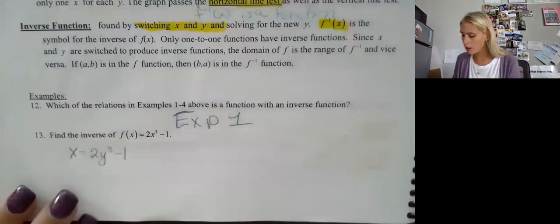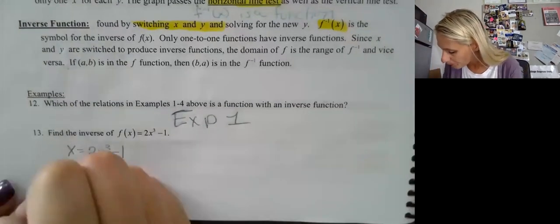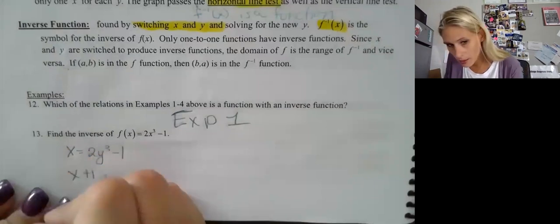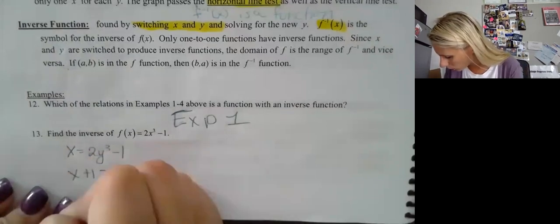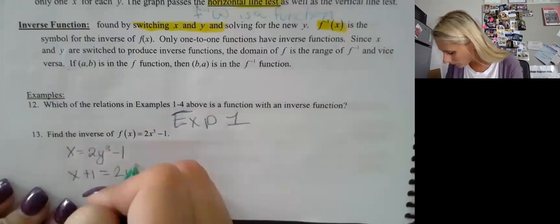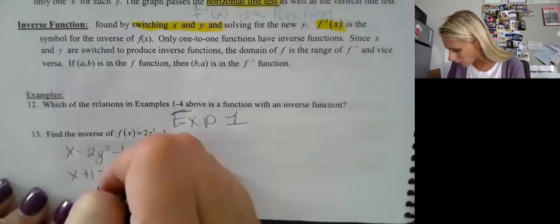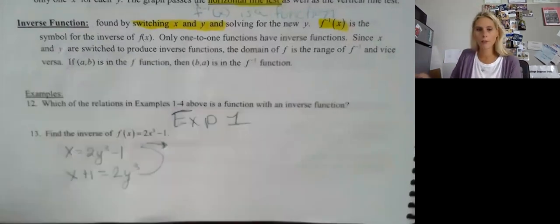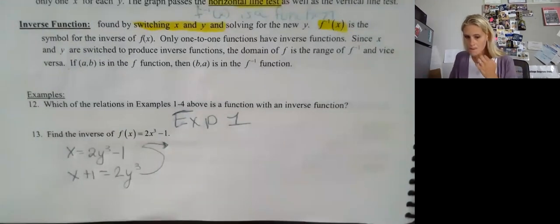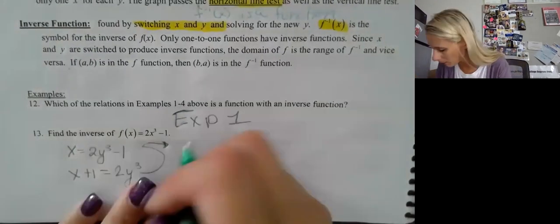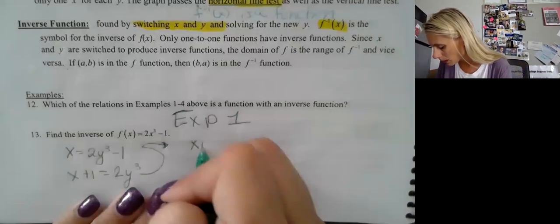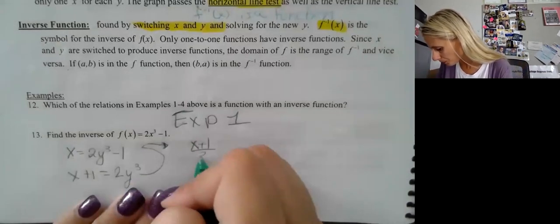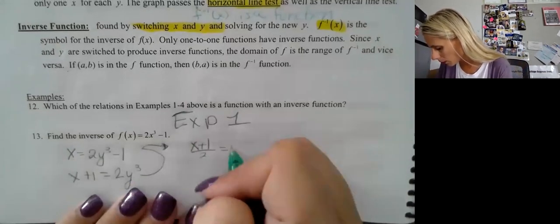And then we're going to solve. So x plus 1 equals 2y cubed. Okay, I'm going to put arrows so that way everybody knows where my work is. Then I'm going to divide by 2, so we get x plus 1 over 2 equals y cubed.